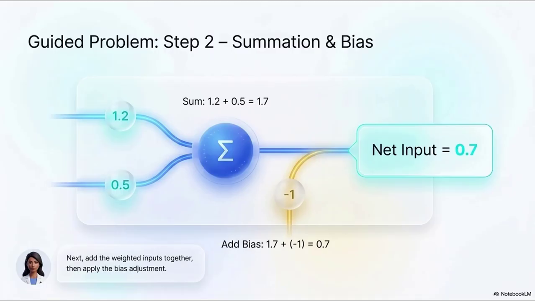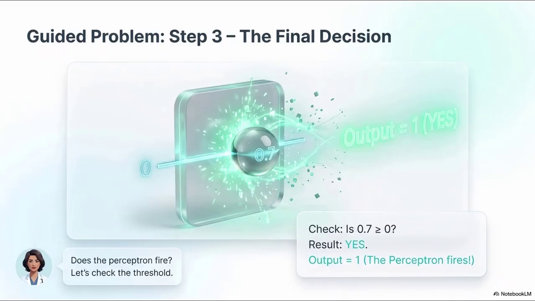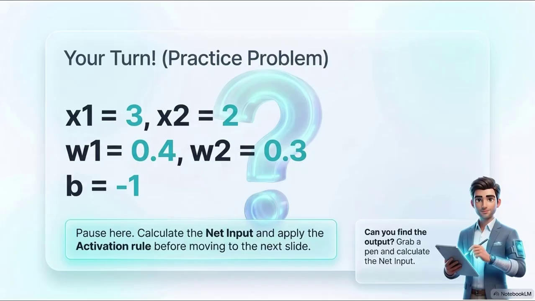After that, we add these as a summation and then the bias is added, so the net input becomes 1.7. When we add this bias, as the bias is negative here, the net input comes out to be 0.7. So after applying all this, we get the net input. Is 0.7 greater than or equal to 0? Yes. So the output will be 1, and the perceptron fires.